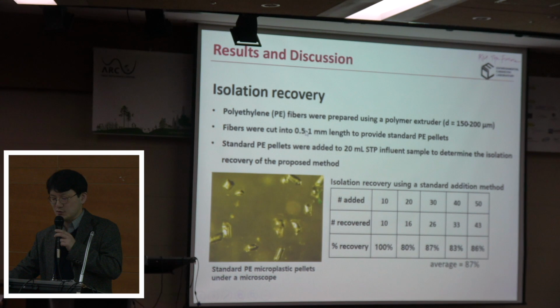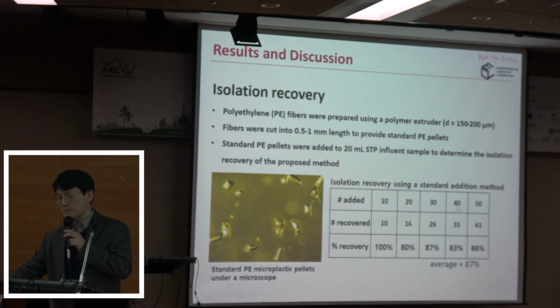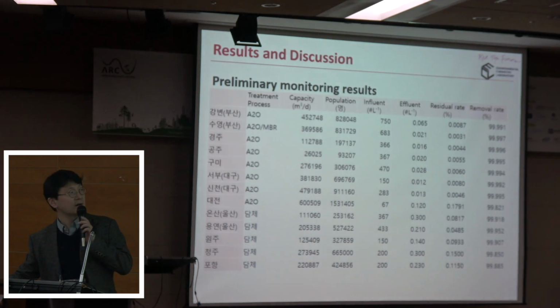And then we cut this into roughly 0.5 to 1 millimeter length, and this is the microscopic image. And then we added the counted particles, 10, 20, 30 to 50 particles, to the influent sample, and see if we have the additional amount. And the current method that we are using has a recovery of about 90%, which says that the method is okay to isolate plastics from environmental matrices. And the table here shows the preliminary results.